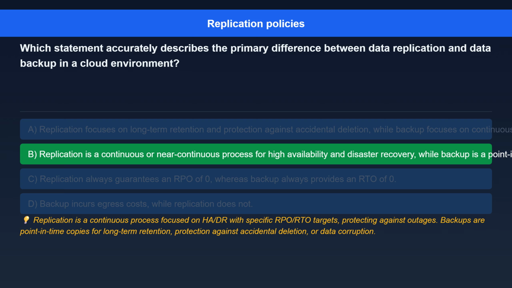The correct answer is, replication is a continuous or near-continuous process for high availability and disaster recovery, while backup is a point-in-time copy for archival and recovery from logical errors. Here's the explanation. Replication is a continuous process focused on HA/DR with specific RPO/RTO targets, protecting against outages. Backups are point-in-time copies for long-term retention, protection against accidental deletion, or data corruption.